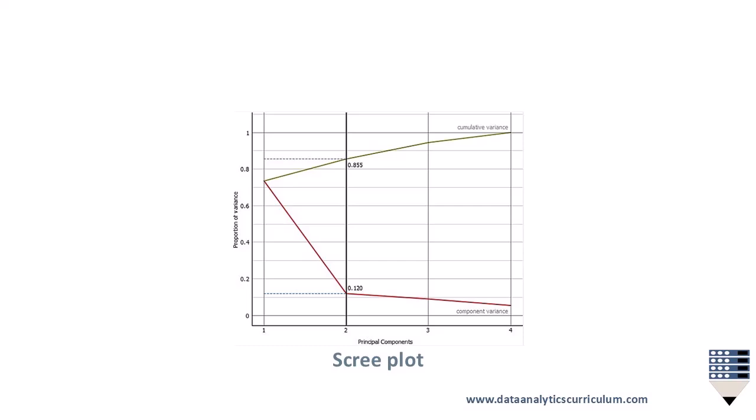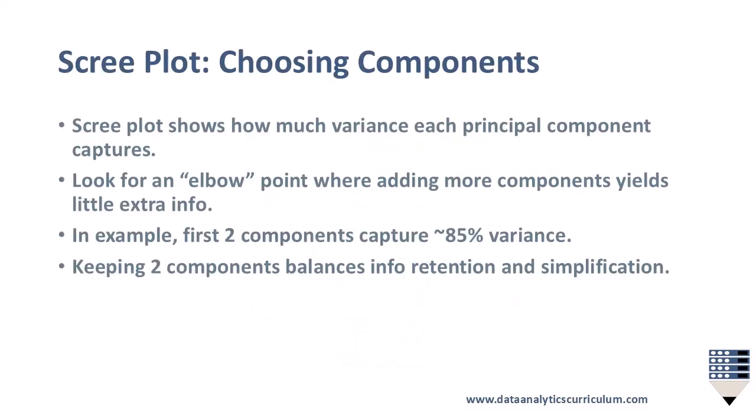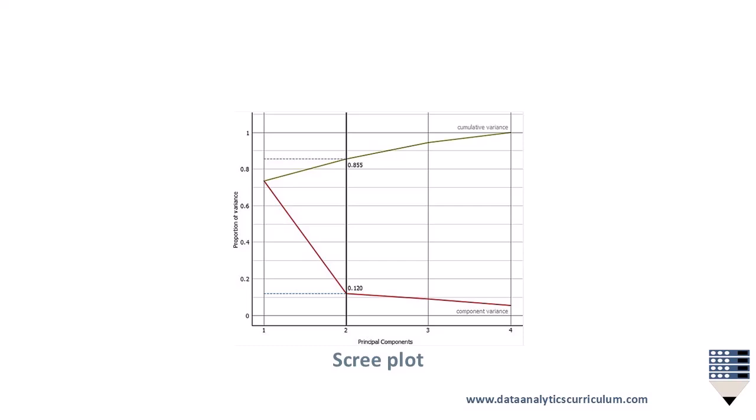The Scree plot. A common tool for deciding how many components to keep is the Scree plot. This plot shows how much variance each component explains. Typically, we look for an elbow point, the place where adding more components doesn't add much additional information. In our cheese example, the first 2 components might capture around 85% of the total variance. That means we can use just 2 components instead of 4 and still represent the data almost as well.